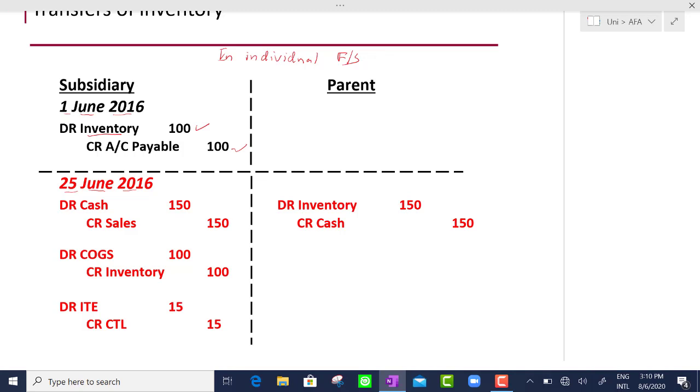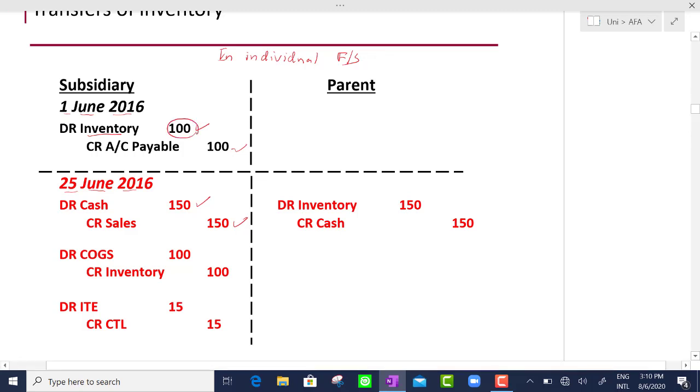So when we sell this stock to the parent company for 150, assume that we get cash 150. Therefore, cash account debit 150. Okay? It is our sale. Therefore, sales account credit 150. This is how it is recorded in the individual financial statements. Then in the inventory account where we recorded the purchase.